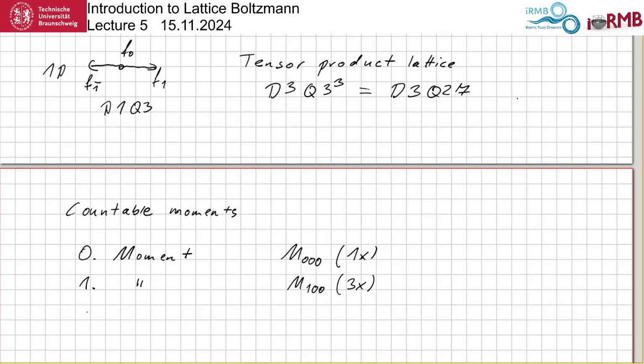So then second moments, what do we have in second moments? We have 2, 0, 0. Out of these, we have obviously 3 permutations. And then we have M1, 1, 0. How many permutations of this? Okay, I've already written it. Yeah, 3 permutations. So we have six second order moments.